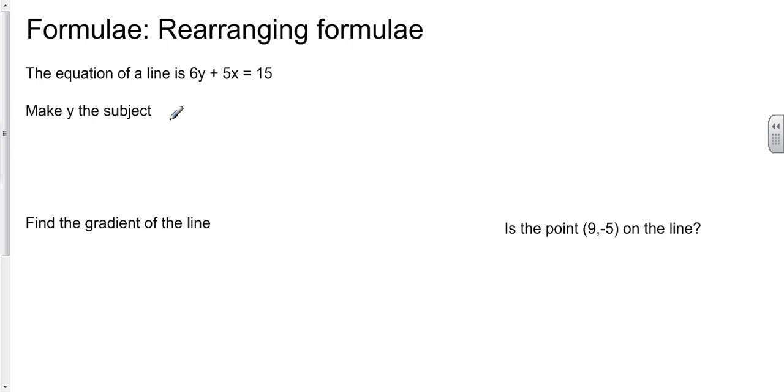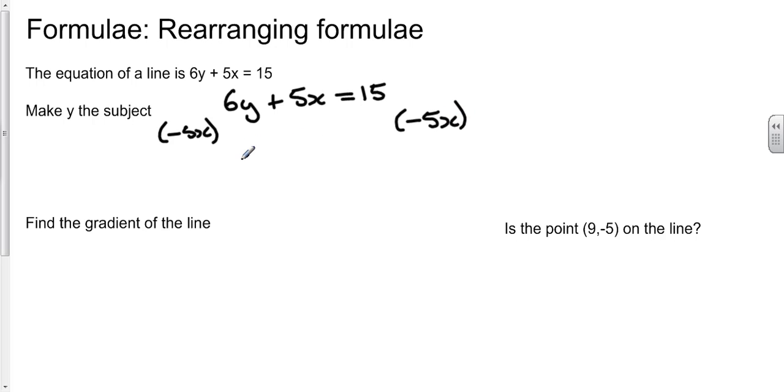That means rearrange the equation so it reads y equals. To do that, we're going to need to move everything else on the left hand side away from the y. The first thing we're going to do is take away 5x, because to make y the subject we're going to need the 5x to be on the other side. So we'll be left with 6y on the left hand side, but on the right hand side we'll still have the 15, but it will be minus 5x.